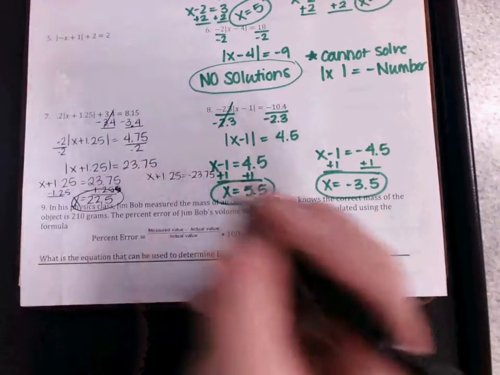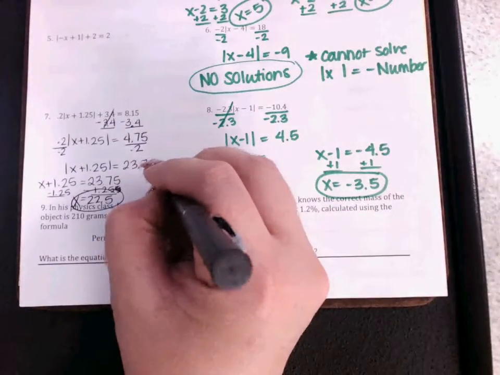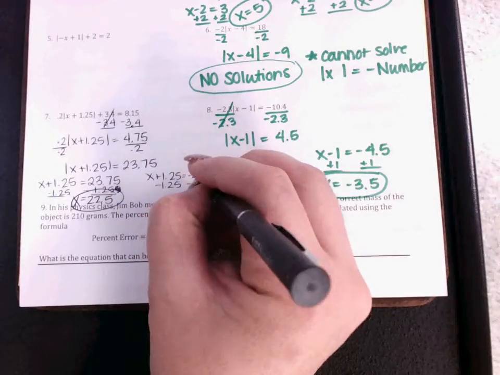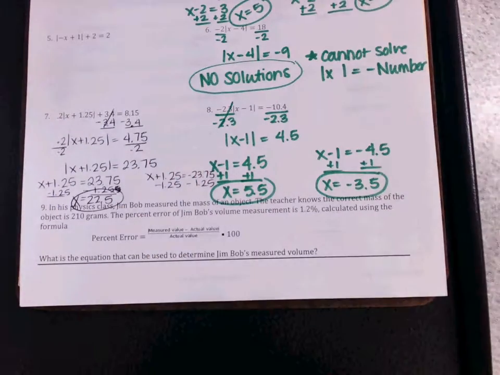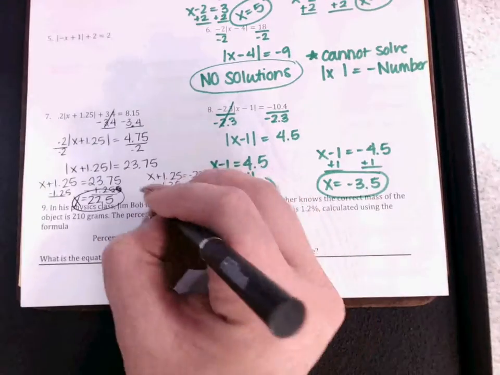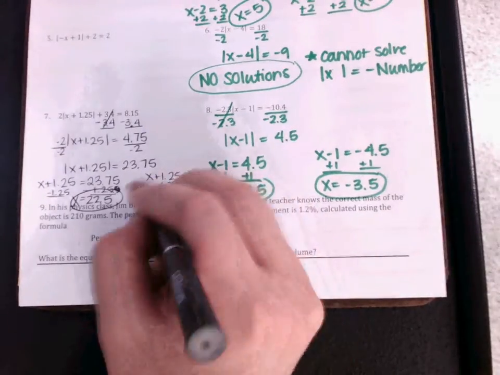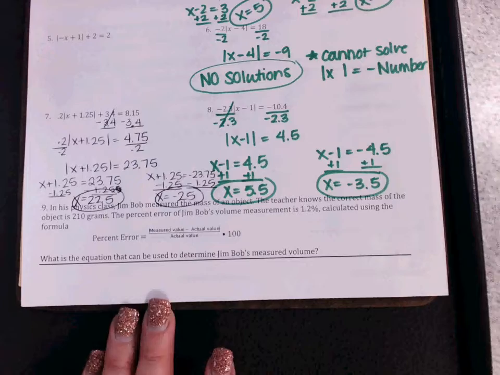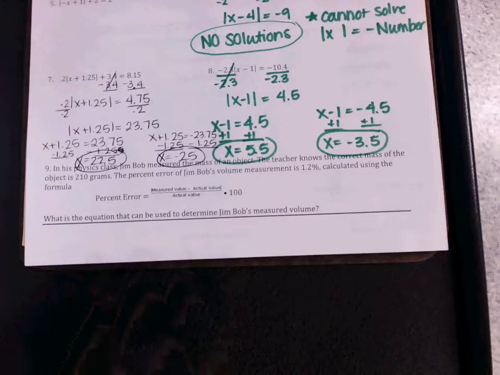22.5. And then on the other side, I minus 1.25. It's already negative. So that's going to make my number bigger. And what would it be? Negative 25. Good. Okay. All right, now look down at number 9.